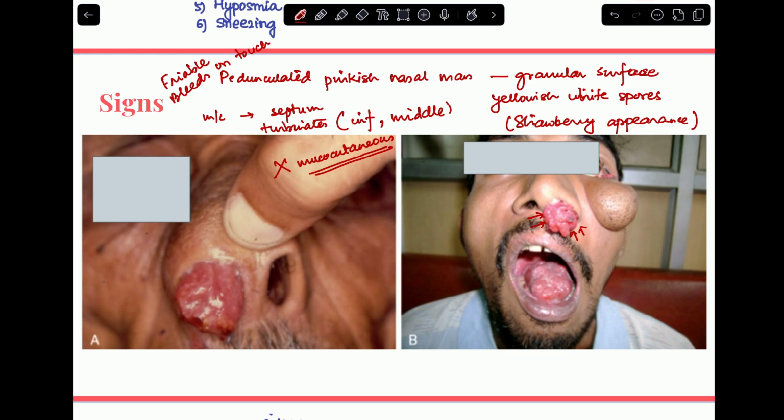And this mass can involve not only the nasal cavity, it can also extend to the nasopharynx and may hang behind the soft palate. In the second image, you can see that there are actually multiple sites of involvement. There is nasal involvement, involvement of the conjunctiva, and involvement of the tongue. This shows the multiple sites of involvement, and this is not just a disease of the nose. It can involve any area with a mucous membrane.